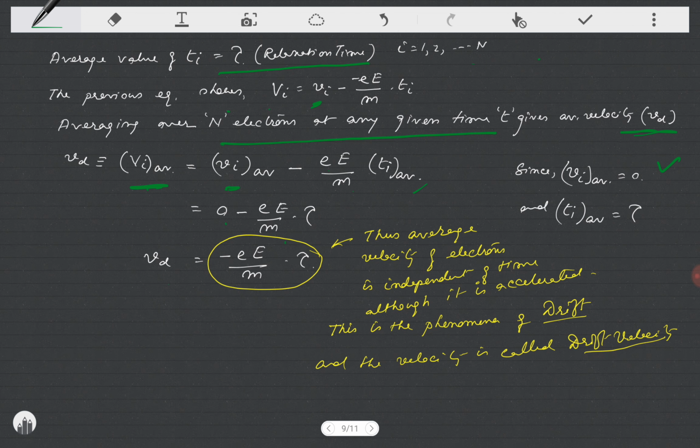Therefore Vd is equal to minus e E by m into tau. Thus the average velocity of electrons is constant. Though it is related to acceleration, although the electrons are accelerated, we have found the value of a, that means there is a bit of acceleration, but still the equation is independent of time. This is the phenomenon of drift, and this velocity is called drift velocity. Got my point?